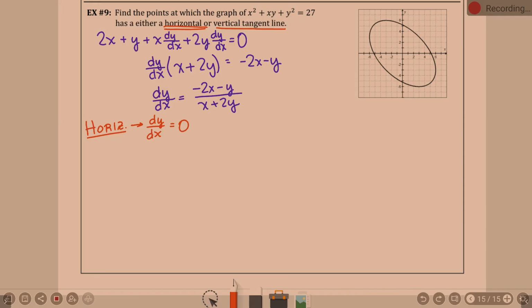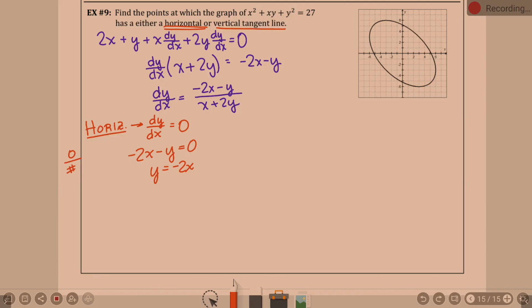So what I'm saying is I'm not going to set the whole fraction equal to 0 because for a fraction to equal 0, the numerator has to be 0, right? So I'm just going to set negative 2x minus y equals 0. Then what? Solve for y. Y equals negative 2x. Then find the points. We'll come back and do vertical in a moment.